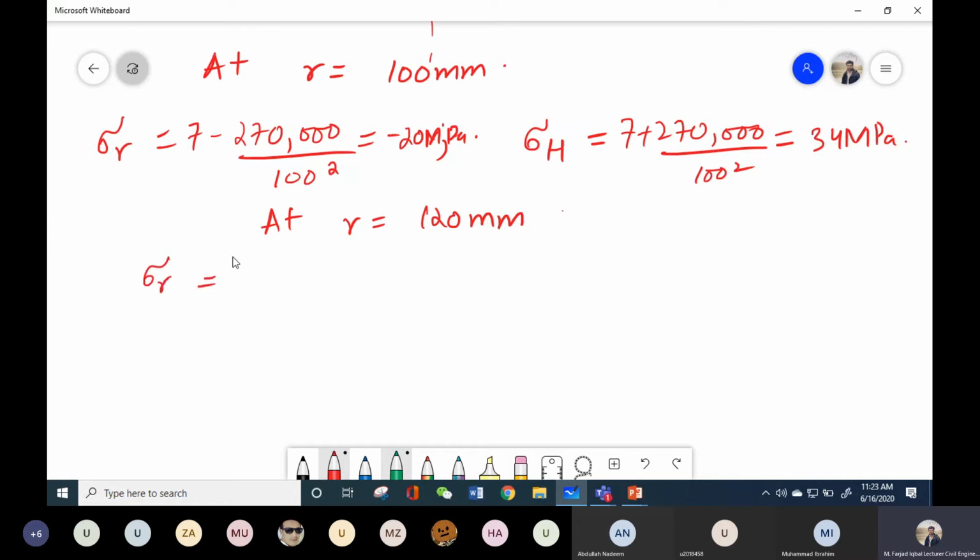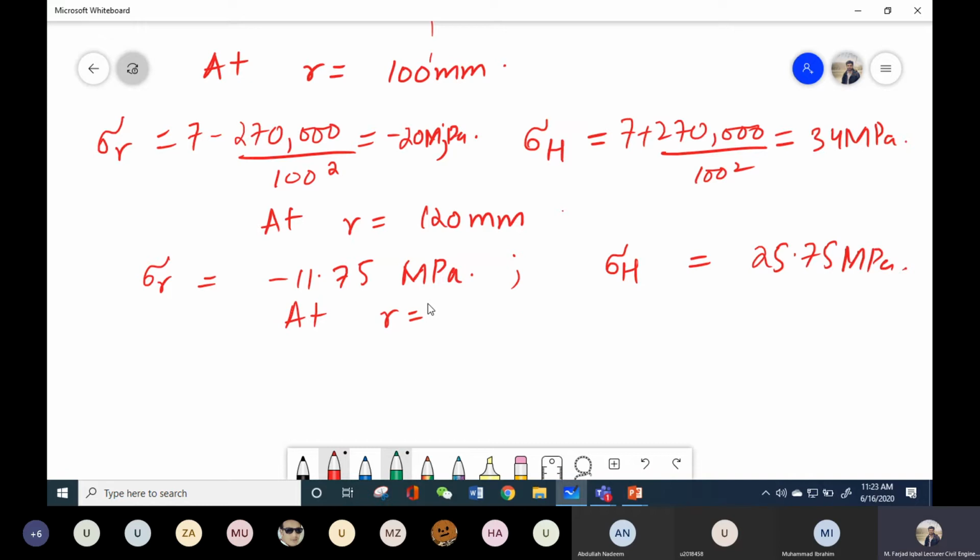So let us calculate the values at radius of 120 millimeter. So what is the radial stress at this point, and what is the hoop stress? Minus 11.75 megapascal, and the hoop stress is 25.75 megapascal. Because it was asked in the question that you should at least have 4 points to plot the variation, we will take these 4 distances.